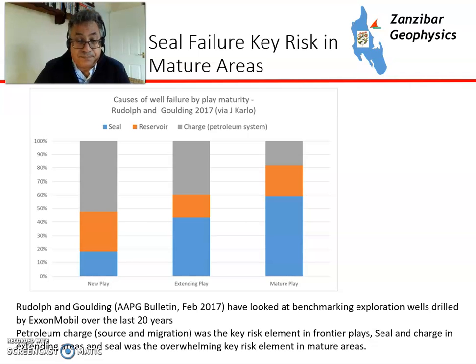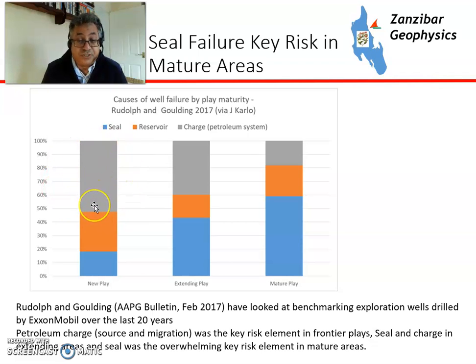This is a paper by Rudolph and Goulding, who used to work for Exxon, which was published in the AAPG Bulletin, the main geological journal of the American Association of Petroleum Geologists, in February 2017. What they did here was compare the main causes of failure through new plays, i.e. frontiers, extending plays, which are maturing plays, which is Exxon terminology, and a fully mature play. And you can see here that in a brand new area, your petroleum system is the main risk.